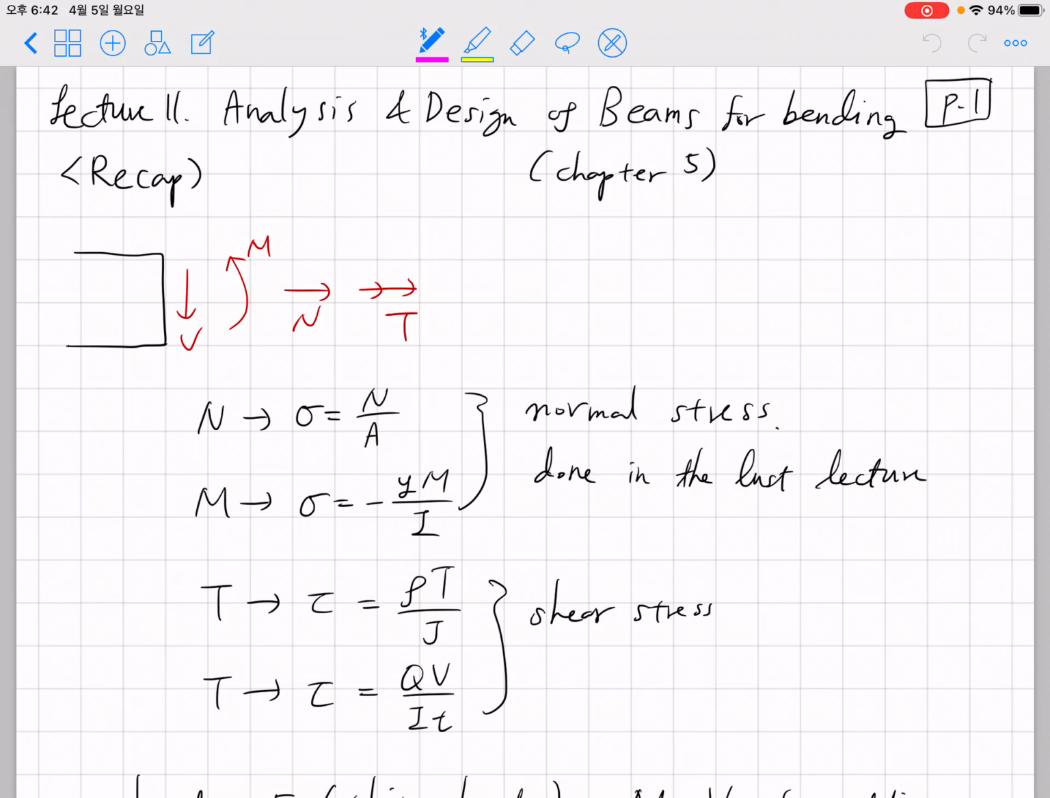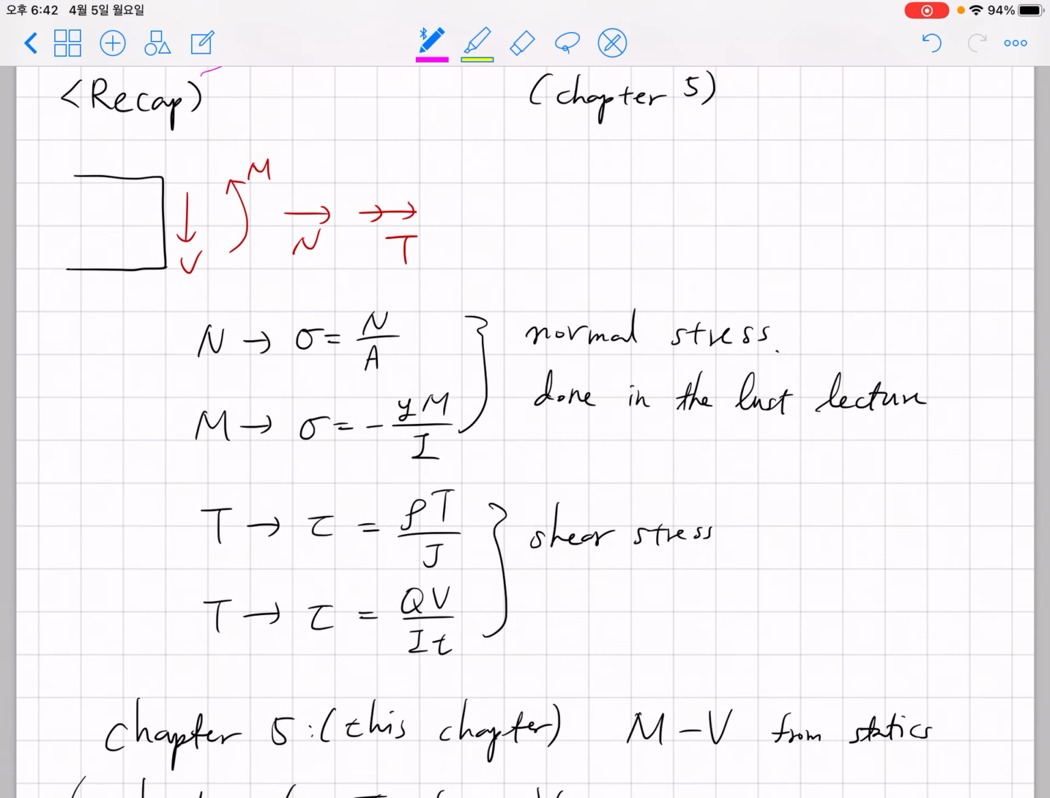Hi everyone. Today, after finishing the discussion on bending in the last lecture, we'll start discussing a new chapter, chapter 5 on analysis and design of beams for bending. Before talking about the new chapter, let me give you a review.